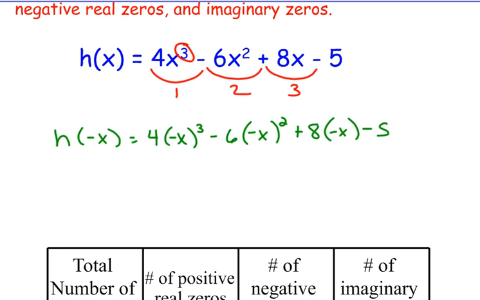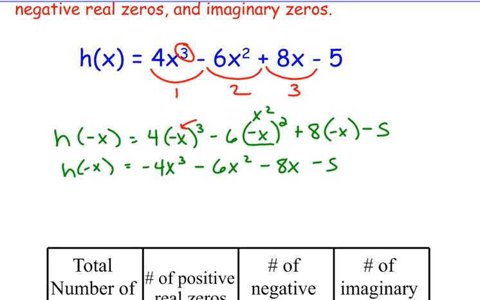So when I reduce this, I have to use my order of operations. A negative x cubed would be a negative x cubed, right? So it'd be negative 4x cubed. I'm just going to keep this going here. And then negative x squared is just x squared, so I actually don't change anything there. 8 times a negative x would be negative 8x, and then minus 5.